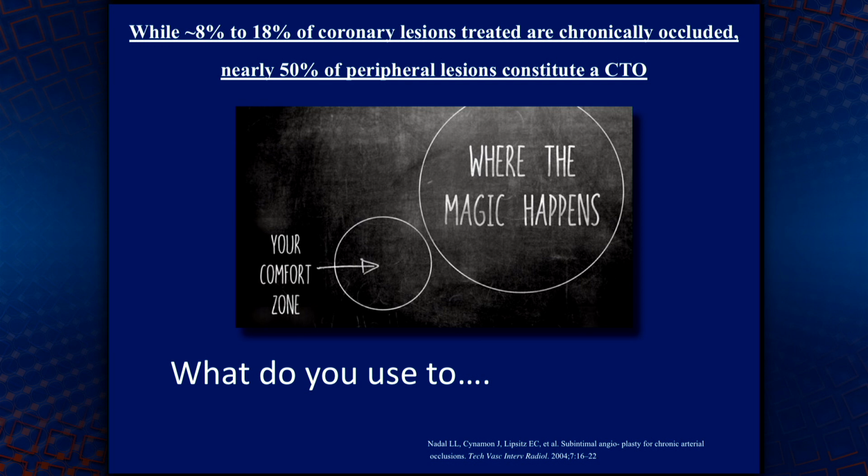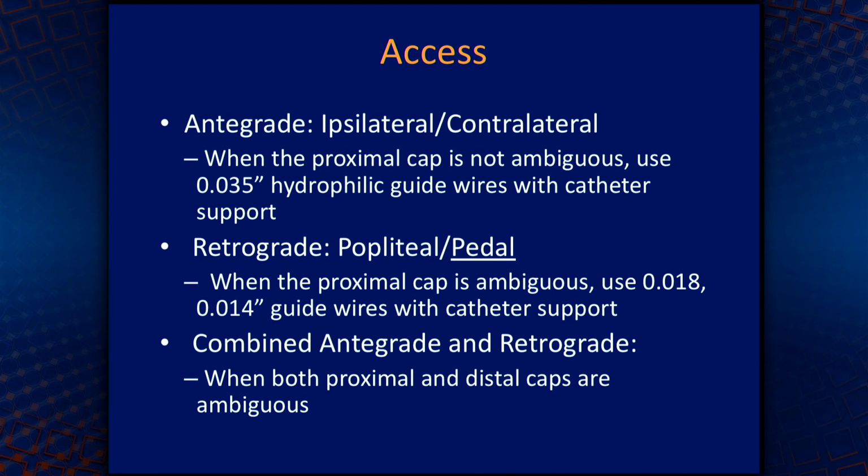So it's important to realize that approximately 10 to 20% of coronary lesions that we treat are CTOs. However, more than 50% of the lesions that we treat in the periphery are chronic occlusions. So how do we cross them? Well, let's start with the basics.